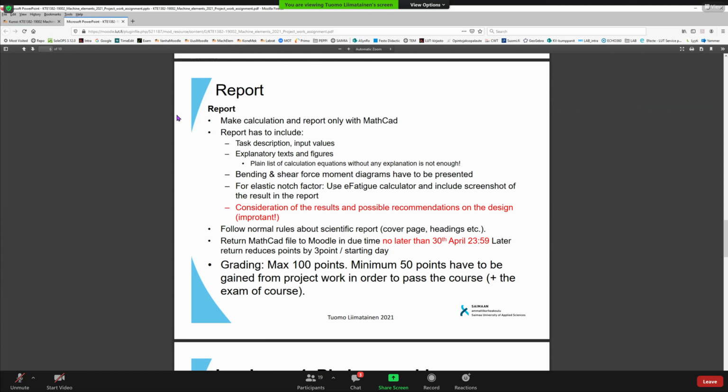In this exercise, there is maximum of 100 points, and as stated in the grading rules of the course, you need to obtain at least 50% out of them in order to pass the course. But of course, you need to pass the exam in addition. But separately from this project work, you need to gain at least 50%.